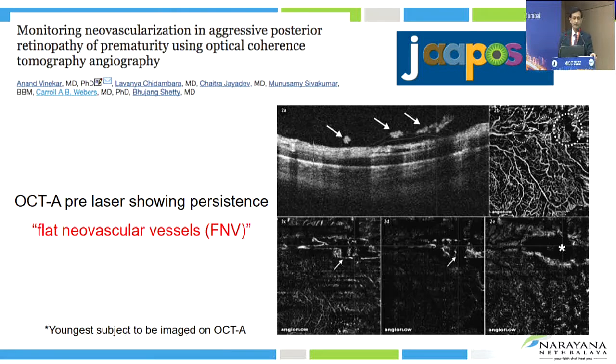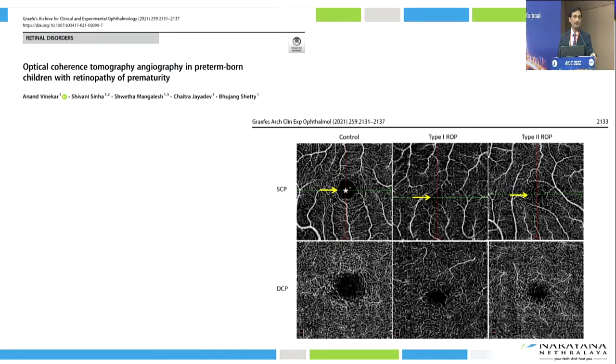This was our foray into OCT angiography. This was the first time we did it on a really tiny baby with the baby held up. And what we showed here was that now that we are able to image the deep vascular plexus, we find that these so-called flat new vessels of APROP or AROP are actually deeper.